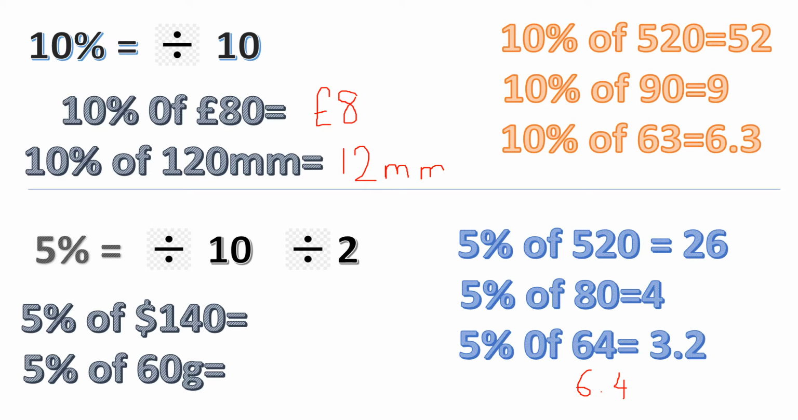Okay, so what did you get for 5% of $140? Let's divide it by 10. So 140 divided by 10 equals 14, and then divided by 2 gives you $7. Well done. So I'm going to put the dollar sign in. Doesn't matter if you can't do it perfectly, just have a go. So $7. Okay, what about 5% of 60 grams? Well, let's divide it by 10 first. 60 divided by 10 equals 6. Divide that by 2 equals 3 grams. Well done. I hope you got that right. 3 grams. Okay. Let's have a look at the next slide.